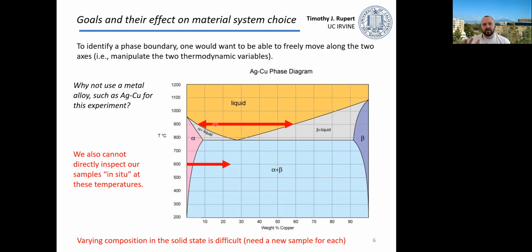But the real main reason I don't like this at first glance is that I can't really see what's happening. So I can't really go and inspect some sample that's glowing hot in some liquid melt. I would need to freeze in those structures and investigate them after the fact. So the way I phrase this is that I can't really inspect my material in situ, so during this process, and see what's happening at those temperatures. Okay.